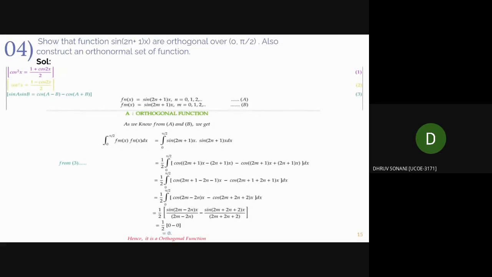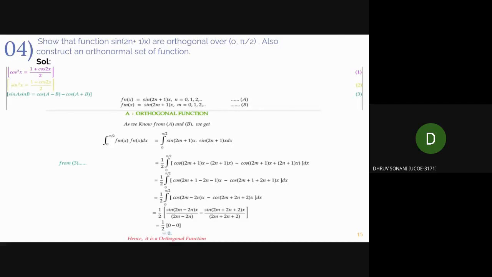As we know, sin A sin B equals cos(A minus B) minus cos(A plus B), over two. By applying this formula, we get half the integral from 0 to pi by 2 of cos((2m+1)x minus (2n+1)x) minus cos((2m+1)x plus (2n+1)x) dx. By taking the common factor out and rearranging, we get half the integral from 0 to pi by 2 of cos((2m minus 2n)x) minus cos((2m plus 2n plus 2)x) dx.